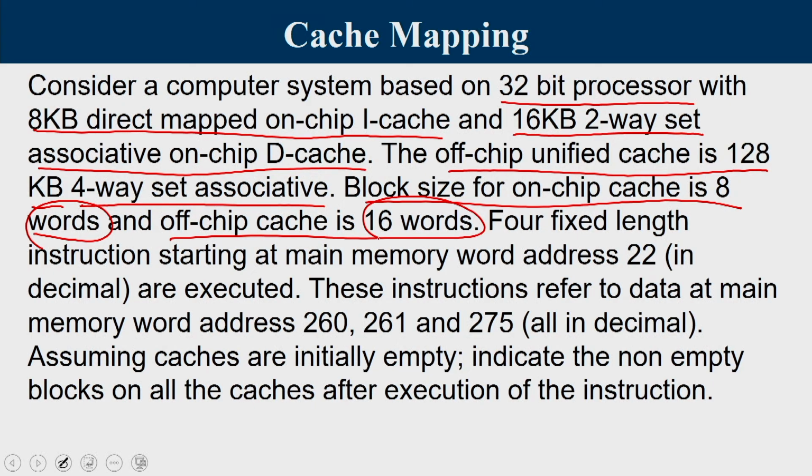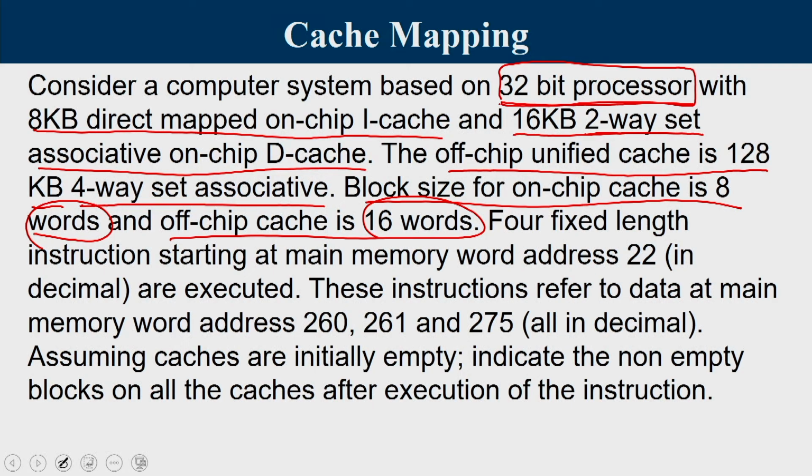So we have been given the configuration of the L1 I cache and L1 D cache, and the L2 unified cache. The L1 cache has a block size of 8 words and the L2 cache has a block size of 16 words. The I cache is direct mapped, whereas the D cache is two-way set associative mapped. This is a 32-bit processor. So the meaning is the word length is 4 bytes or 32 bits.